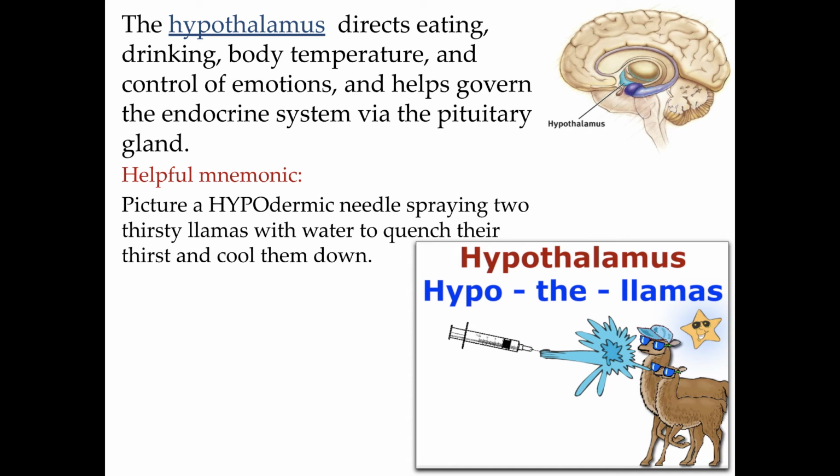So the hypothalamus, you can remember as it's in charge of a whole bunch of F's. Feeding, Fahrenheit, which is body temperature, the fight or flight response, and also it's involved in sexual motivation, sex drive, and I will leave it at that. So anyway, a helpful mnemonic: picture a hypodermic needle spraying two thirsty llamas with water to quench their thirst and to cool them down.